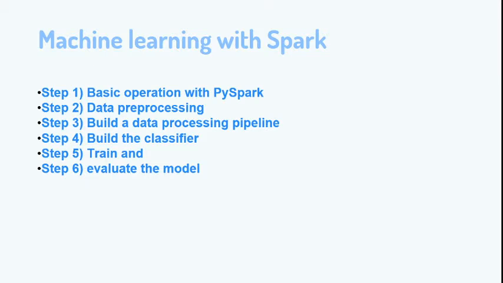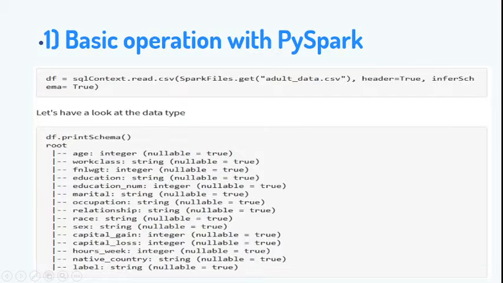Here I am showing some screenshots of using machine learning with Spark: basic operations with Spark and preprocessing techniques. I am doing data preprocessing using a pipeline, building the classifier, then training and evaluating the model. First, you can see I am reading the dataset adult.csv, which contains age, work class, education, relationship, and earnings for every adult aged 18 plus, whether they earn less than 50,000 or more.